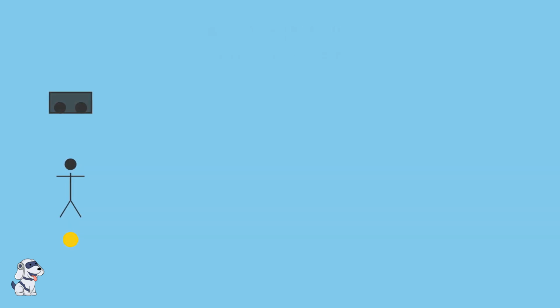Every day, we observe objects in motion: a car driving down the street, a runner jogging in the park, or even a ball rolling across the floor. But how do we describe and measure this motion scientifically?